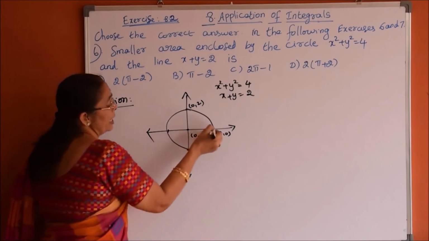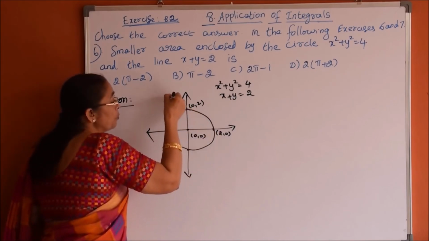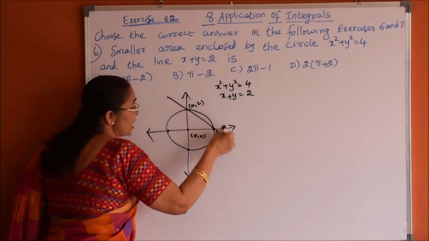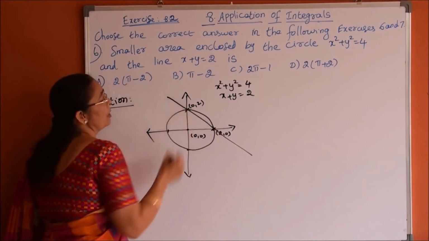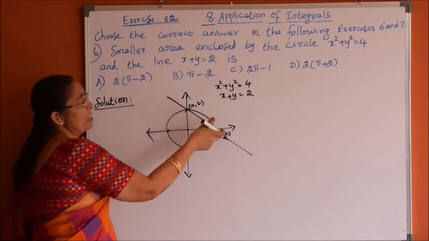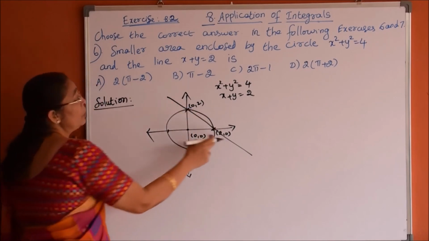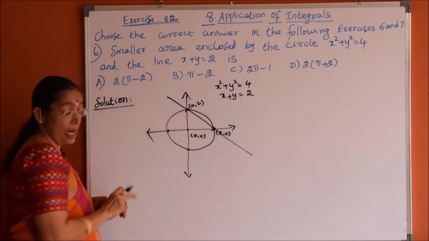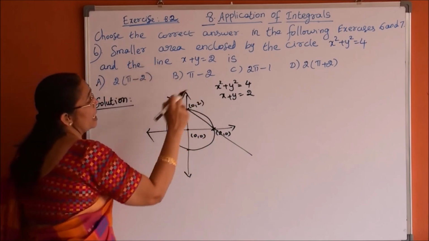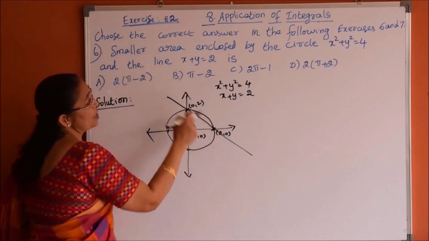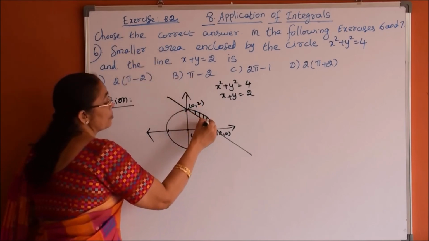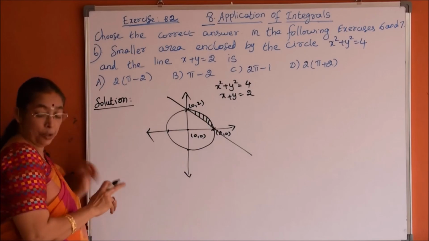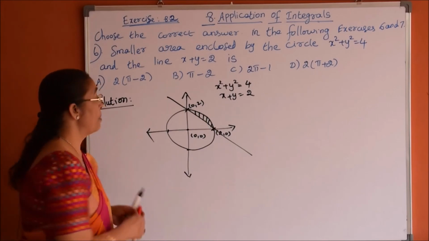So, with the x and y intercepts 2, this is our required straight line. Now, the point of intersection of this circle and the straight line is here (2, 0) and (0, 2). And the required area is the area enclosed by the circle and the straight line, the smaller area. So, this area is our question. So, how can we find our required area? With the help of integration.